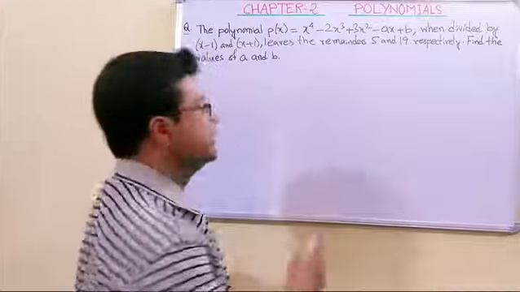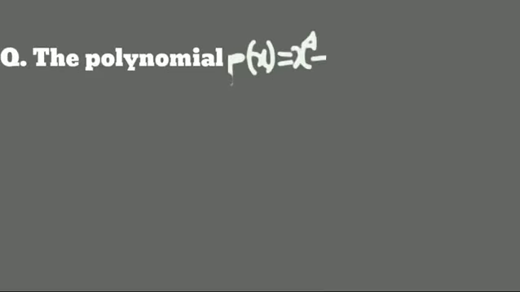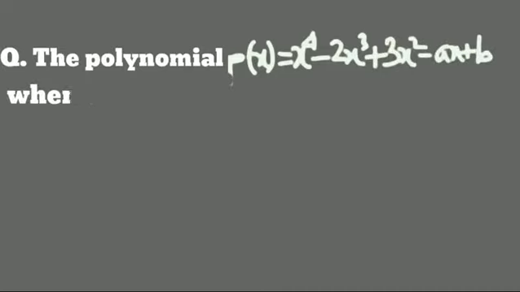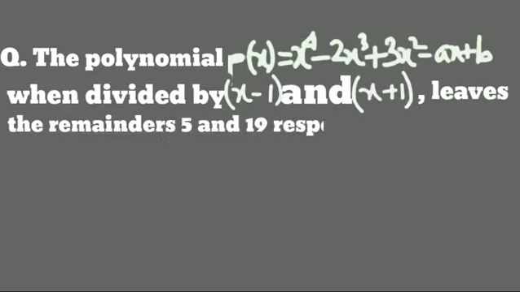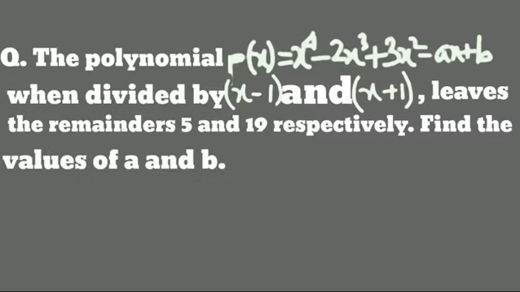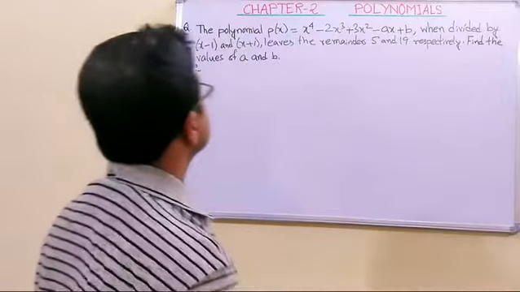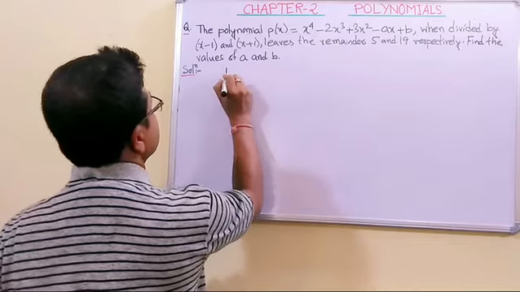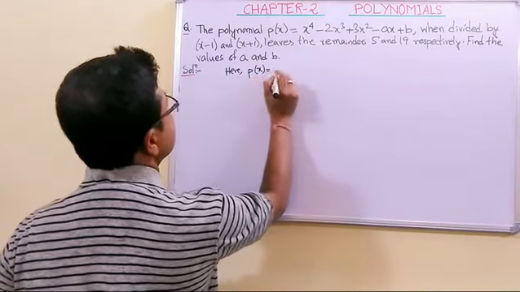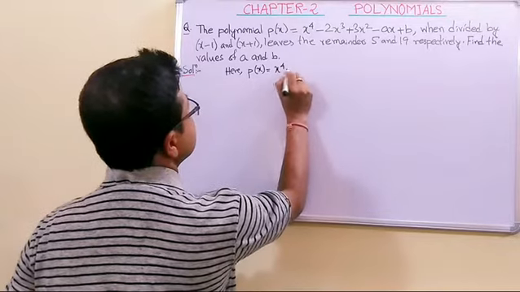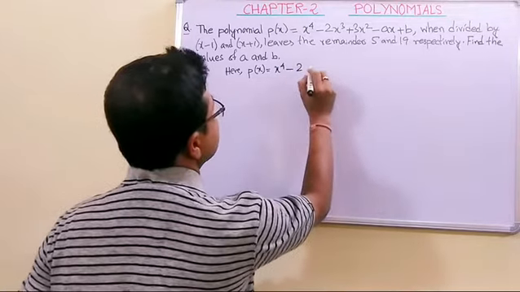The next question is, the polynomial p(x) equal to x to the power 4 minus 2x cube plus 3x square minus ax plus b, when divided by x minus 1 and x plus 1, leaves the remainders 5 and 19 respectively. Find the values of a and b. Alright, so here the polynomial is, this sum is a little bit different from the last sum, but the concept is same, the application of the remainder theorem.